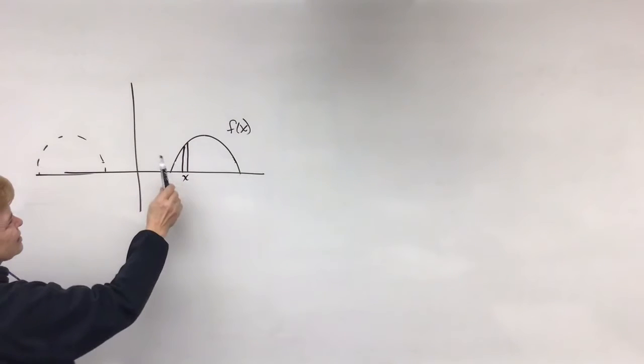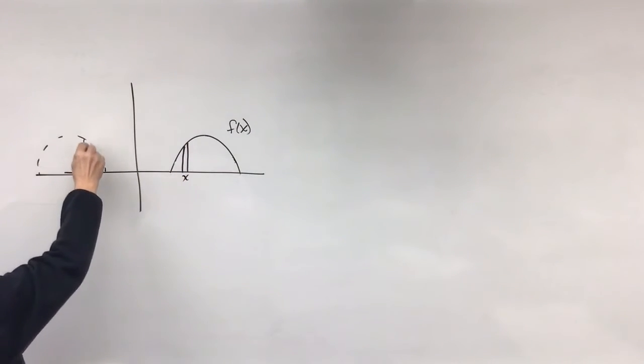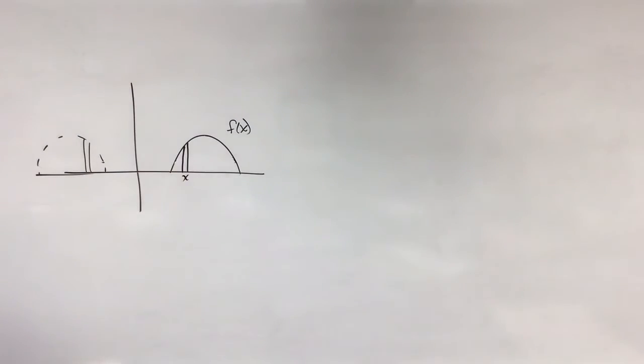But think about that slice now. That slice is going to go around and come back over here, about right here, and then continue around like this. What you're going to end up with is a kind of tall thingy that's ring-shaped. How could we find the volume of that?